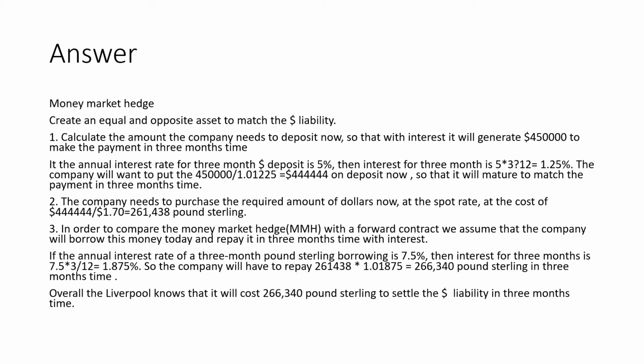So if the annual interest rate of 3 month pound sterling borrowing is 7.5%, then the interest rate for 3 months is 7.5 multiplied by 3 divided by 12, that will give us interest for 3 months, interest of borrowing for 3 months, that is 1.875%. So the company will have to repay 2,61,438 multiplied by 1.01875, which is equal to 2,66,340 pounds sterling in 3 months' time.